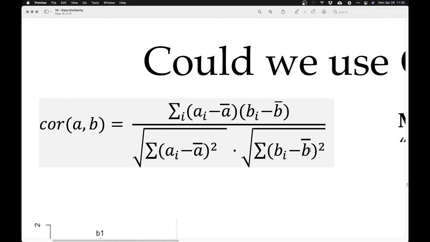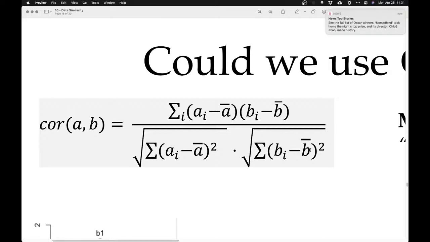So if you've ever wondered why correlation finds similarity between things, it's doing geometrically exactly what cosine does, looking at the angle between two vectors. All right. If the angle is 0, you get a high correlation. If the angle is 180 degrees, you get a -1 correlation. If the two vectors are at 90 degrees, you get a 0 correlation.